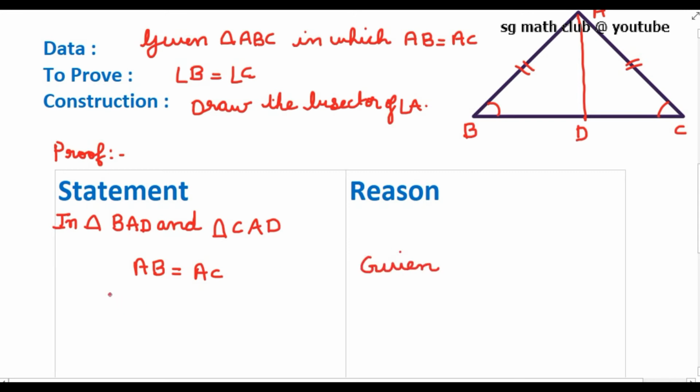Again I can write angle BAD equal to angle CAD, because this is by construction. We have constructed it in such a way that AD is the bisector of angle A. Bisector means divide into two equal parts. So angle BAD and angle CAD will be equal. So this is by construction. So we got two parameters, one is side, second one is angle.